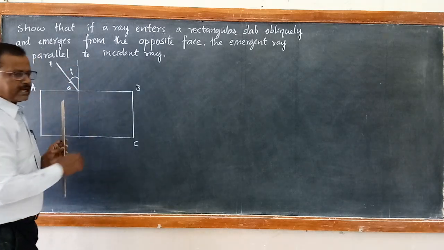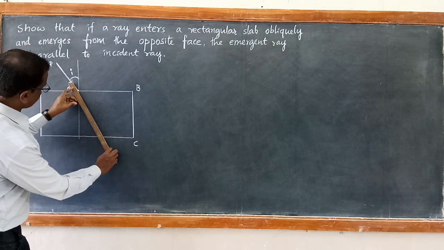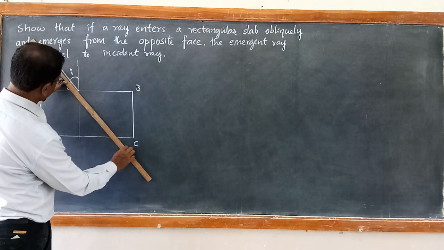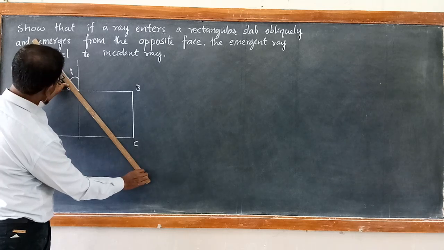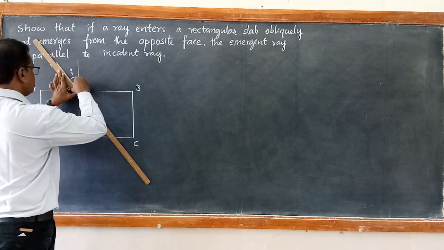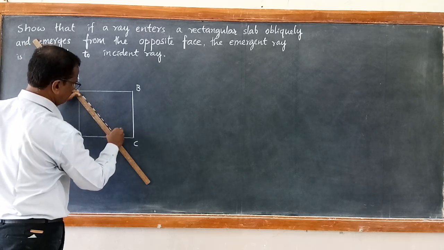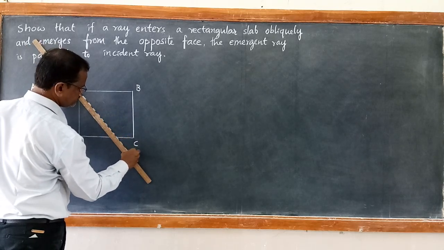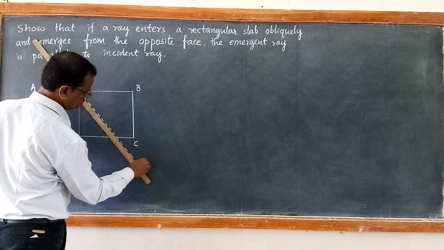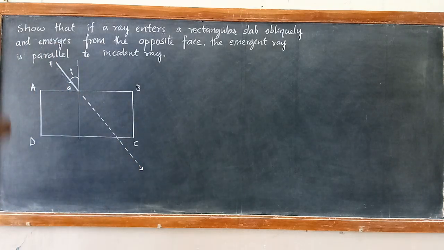Then after entering the glass slab, we know that it undergoes refraction. It bends towards the normal. If you draw the undeviated ray, if the slab were not there, the ray would continue to go in this path. This is what we call the undeviated path. This would be the path of the ray of light. If the slab were not there, it would go straight.